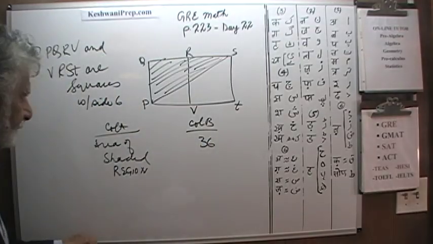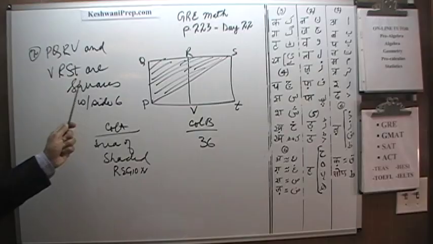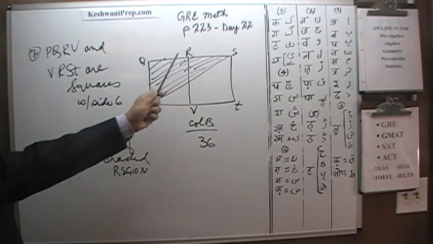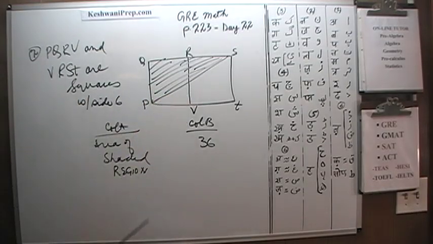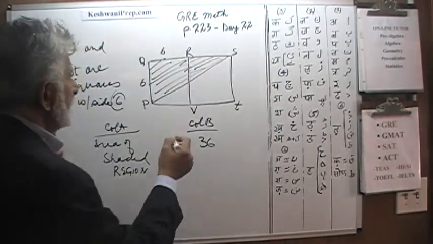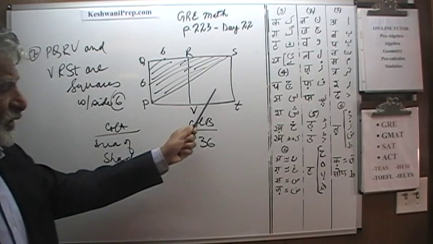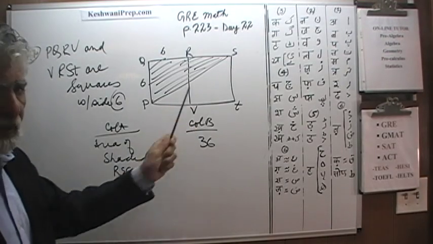Let's see what we can do. Area of the shaded region. Before we worry about the shaded region, we have to understand that P, Q, R, V is a square with side 6, which means this is 6 and this is 6, which means the area of one square is 36. The area of the other square is 36, which means the total area is 72.